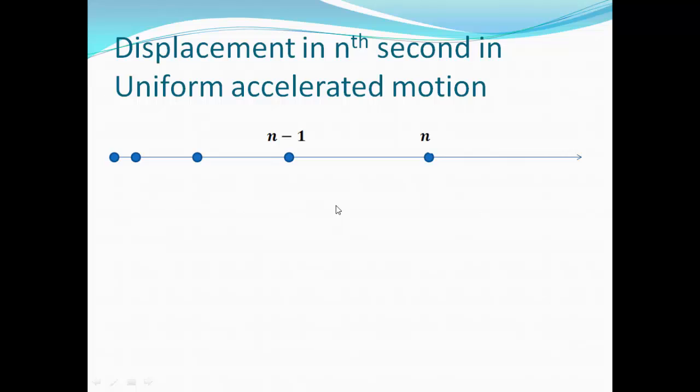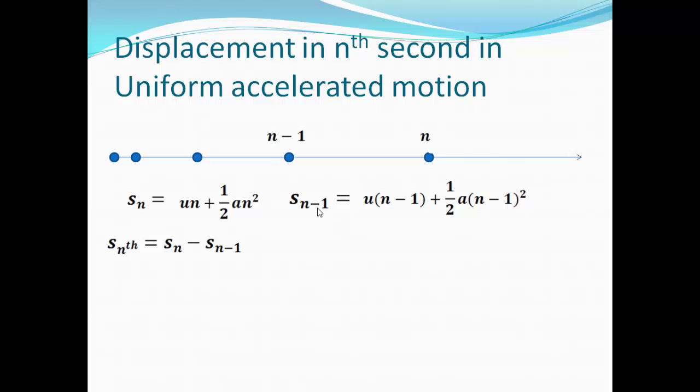So, for that, we can use the second equation of motion. First, Sn will be given by un plus 1 half a n square. Sn minus 1, that is the displacement up till n minus 1, will be u into n minus 1 plus half a into n minus 1 the whole square. To find the displacement in nth second, we simply take the difference between Sn and Sn minus 1. That will be S nth equals Sn minus Sn minus 1.